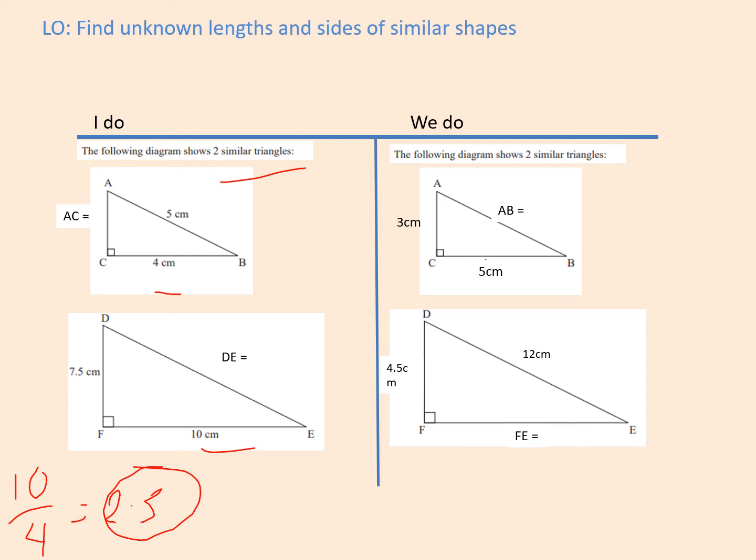So 7.5 AC is going to be equal to 7.5 divided by 2.5. So AC is 3. DE is going to be 5 times 2.5. So that's going to equal 12.5. Pause the video while you have a go at the we do.